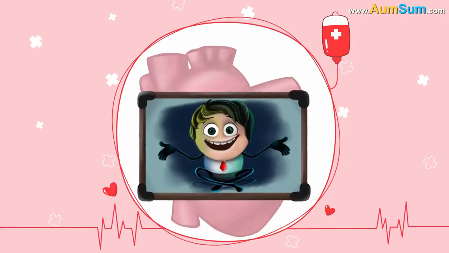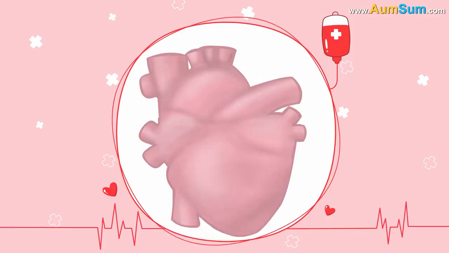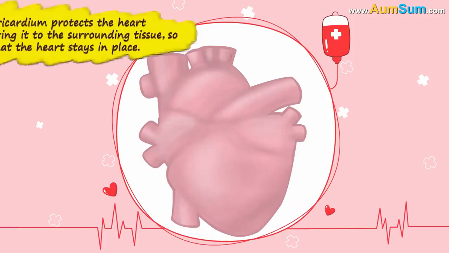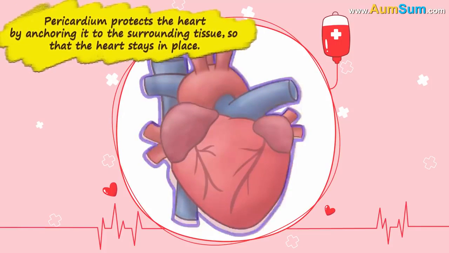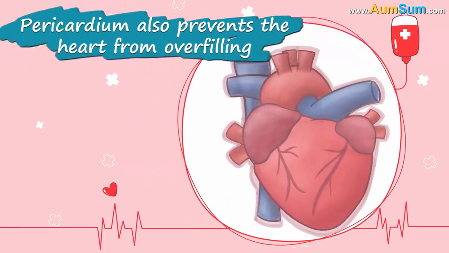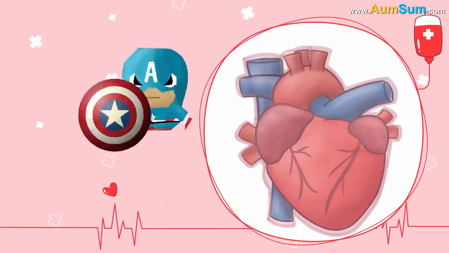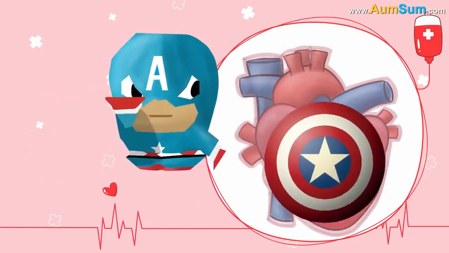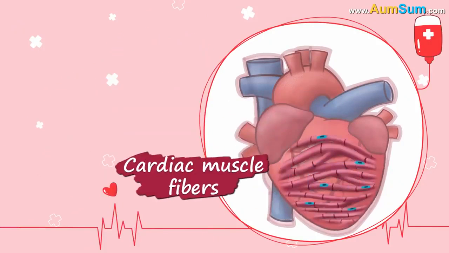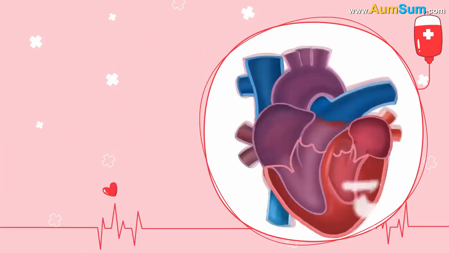What does a picture frame do? It holds the picture in place, right? Without the frame, the picture would fall off. Just like that, the pericardium protects the heart by anchoring it to the surrounding tissue so that the heart stays in place. Pericardium also prevents the heart from overfilling. Now, just like Captain America's shield is made of special alloy, our heart is made of special muscle cells called cardiac muscle fibers. Now, let's dive in.